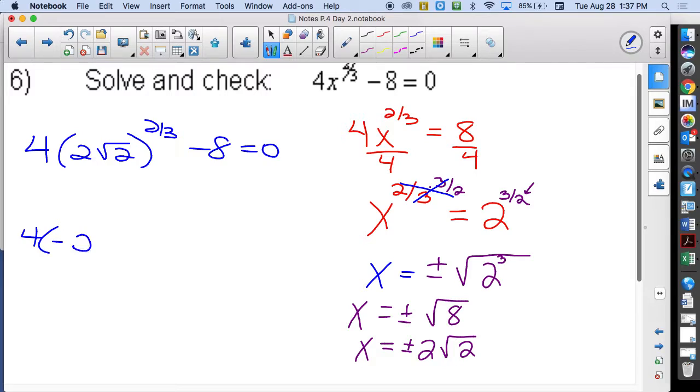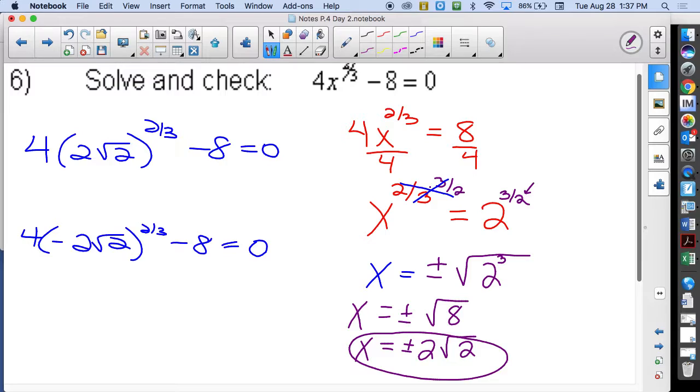Same thing with the negative. 2 square root of 2 to the 2/3 power. After you subtract 8, that needs to be equal to 0. So just make sure that you do check. If it says to check, make sure you are checking those solutions. And do they work? They actually both work in this case. So both of them would be the solutions.